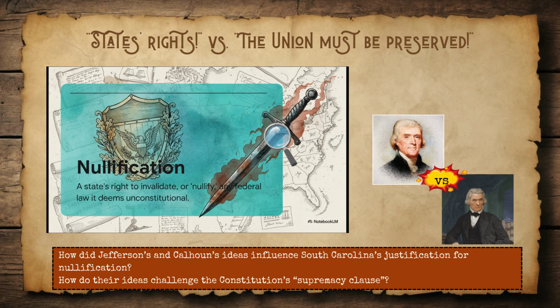Jefferson's idea was about the states acting together to protest. Calhoun's theory is something else entirely. He's arguing that a single state could act as its own judge, jury, and executioner for a federal law. It's like giving one state a constitutional eject button it can press all by itself.